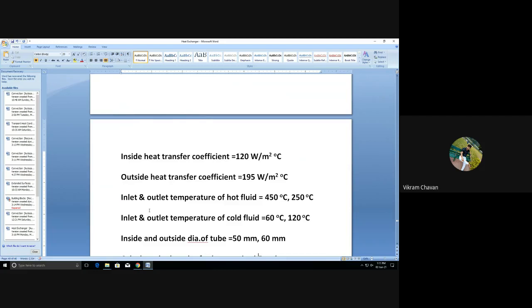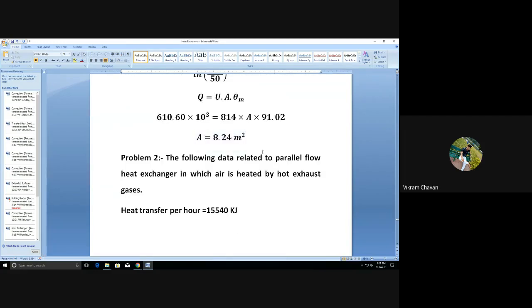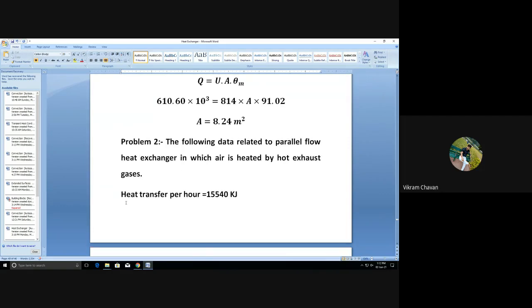So the heat exchanger type is already provided, that is a parallel flow heat exchanger. Okay, and the heat transfer rate is also provided, heat transfer per hour. Now this heat transfer is provided per hour, so we have to convert it to per second. And it is provided in kilojoule, so we have to consider it in joule.